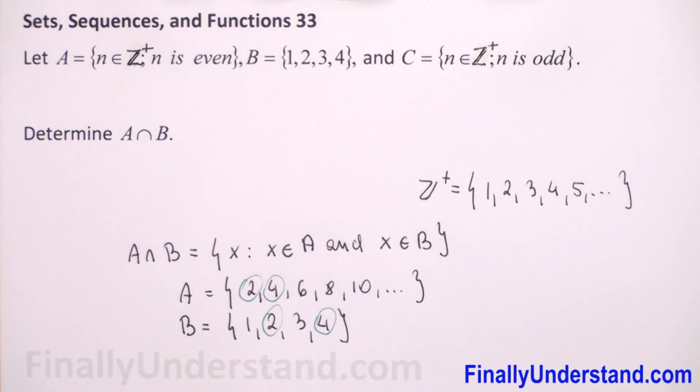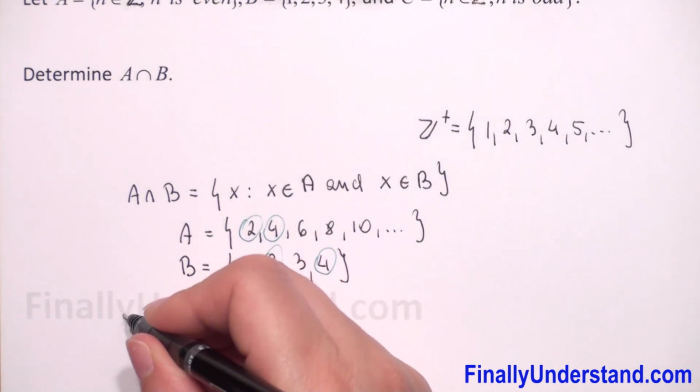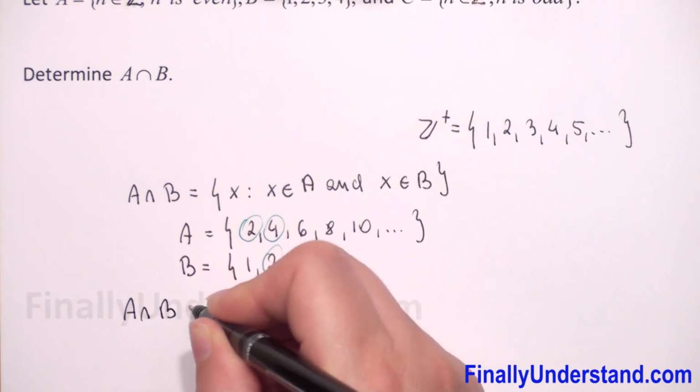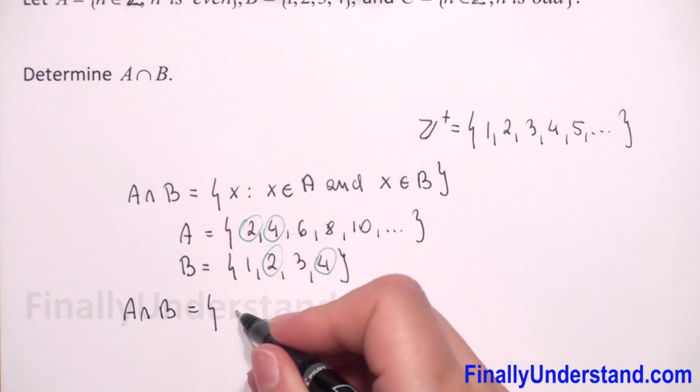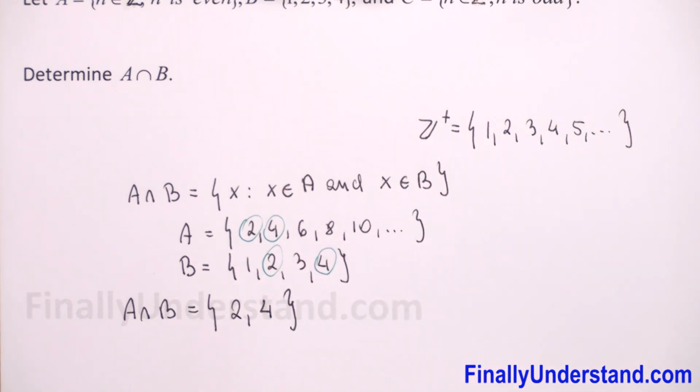So intersection of sets A and B is 2 and 4. So this is my solution.